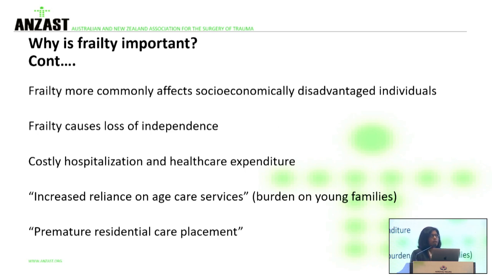And also frailty commonly affects low socioeconomic, disadvantaged people. It causes loss of independence, high cost to healthcare and hospitals, and also brings about a huge burden, especially in Sri Lanka, where the extended family looks after the elderly. So it reduces their income and brings burden to young families. And in places like Australia, there's more expenditure on aged care and premature residential care placement.